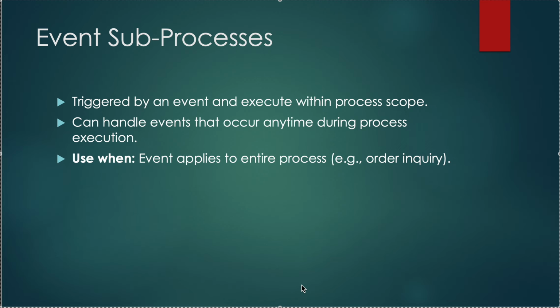When an event can occur anytime during a process, we use an event sub-process. It looks like a dotted rounded rectangle inside the main process. For example, a customer might ask about their order status at any stage. The event sub-process handles that inquiry independently without affecting the main flow. It's especially useful when an event applies to the entire process rather than a specific activity.